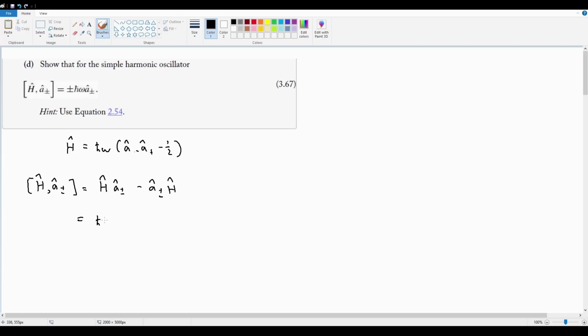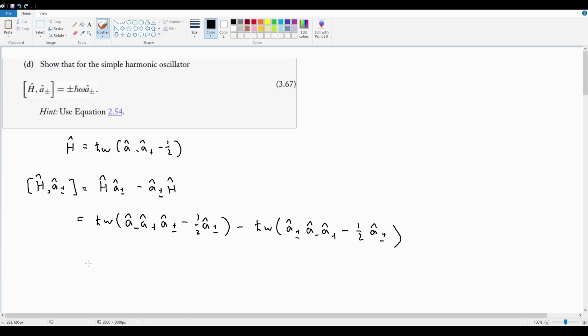So this is equal to ħω(â₋â₊ − 1/2)â±, and I'm just going to include the â± via the distributive property, minus ħω â±(â₋â₊ − 1/2). I don't think I'm missing any signs, right? Minus ħω, yeah, â± goes in like that, okay.